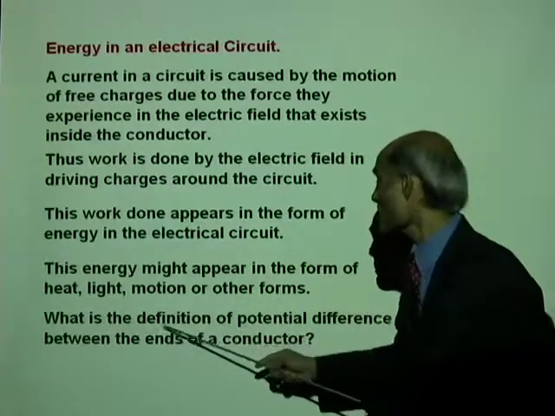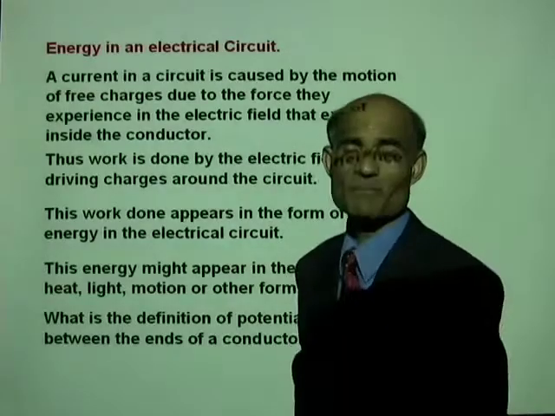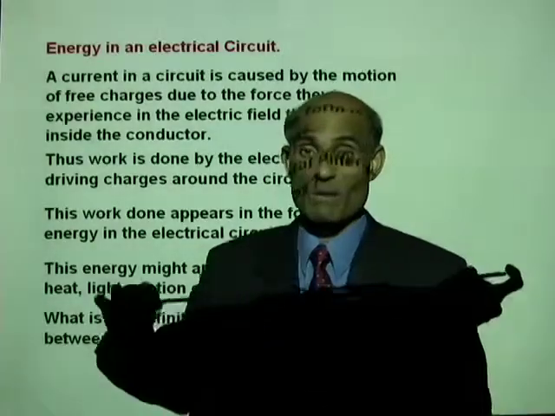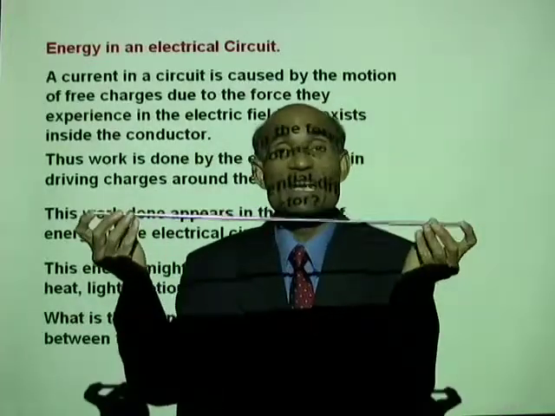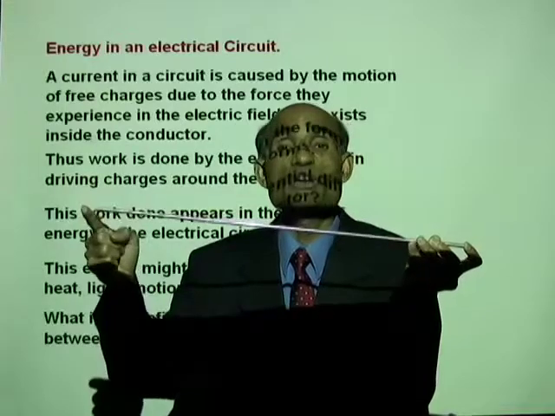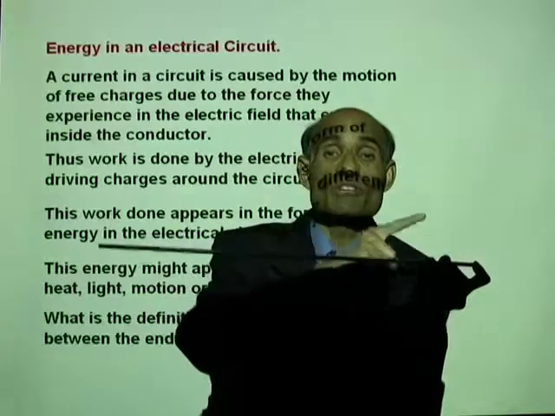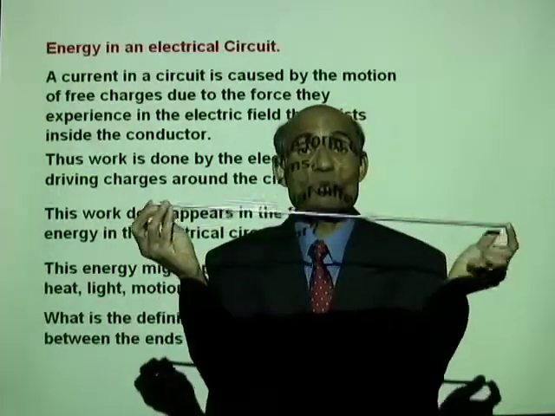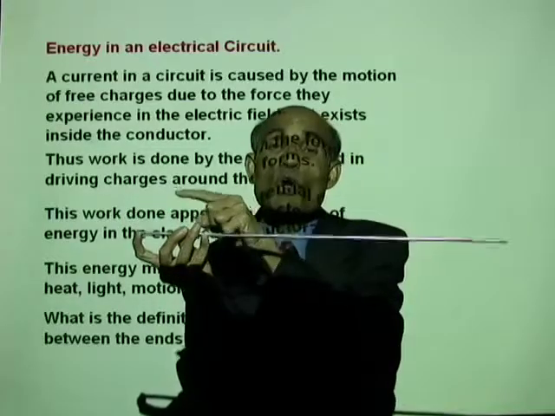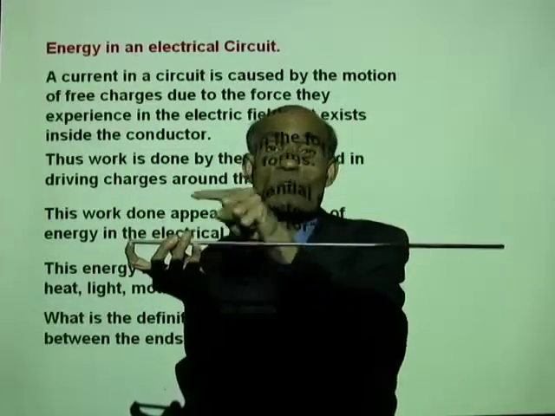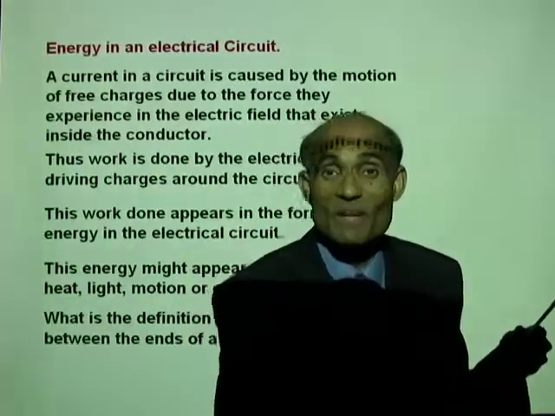Tell me, what is the definition of potential difference between the ends of the conductor? I want you to understand that very well. Potential difference between the ends of a conductor is a measure of the work done per unit charge that is transported across the conductor. If I say the potential difference is 5 volt, it means for every coulomb of charge that is moved from one end to the other, the work done is 5 joules. That is the meaning.